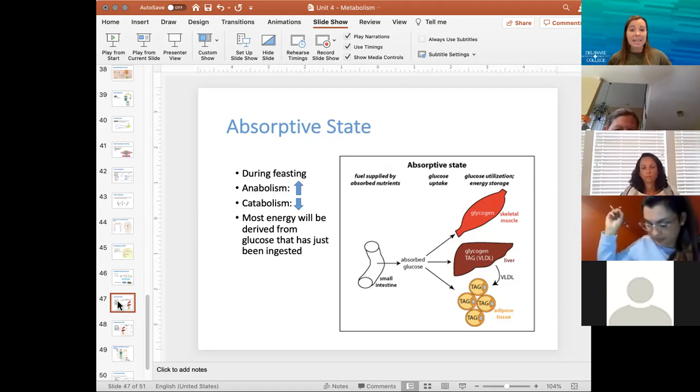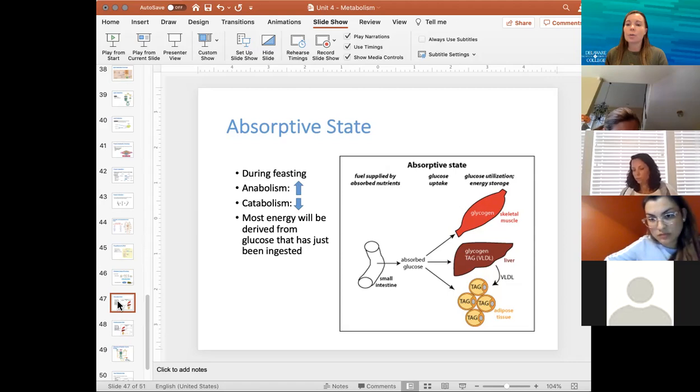The absorptive state is also known as the feasting state because this is when you're eating, you've just eaten. This is the time when anabolism, so when you're building brand new molecules, is happening at a much greater rate than catabolism. So this occurs when an individual has just eaten a meal, and it lasts for about 4 hours.